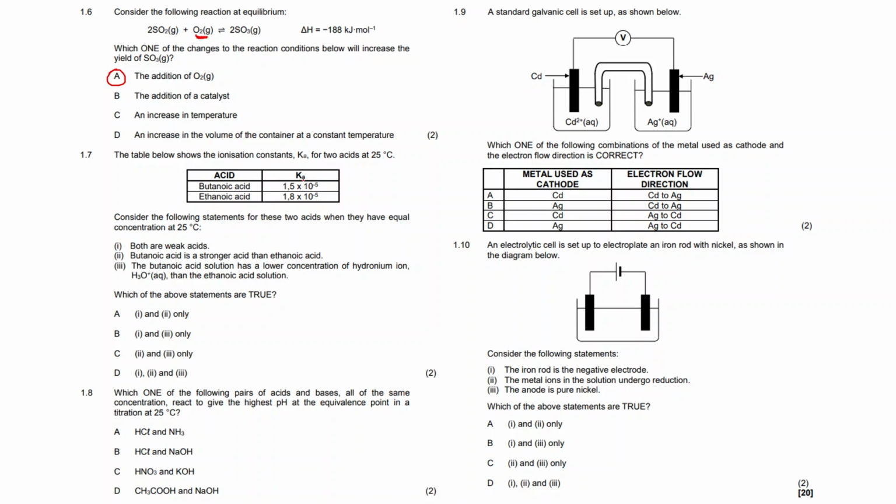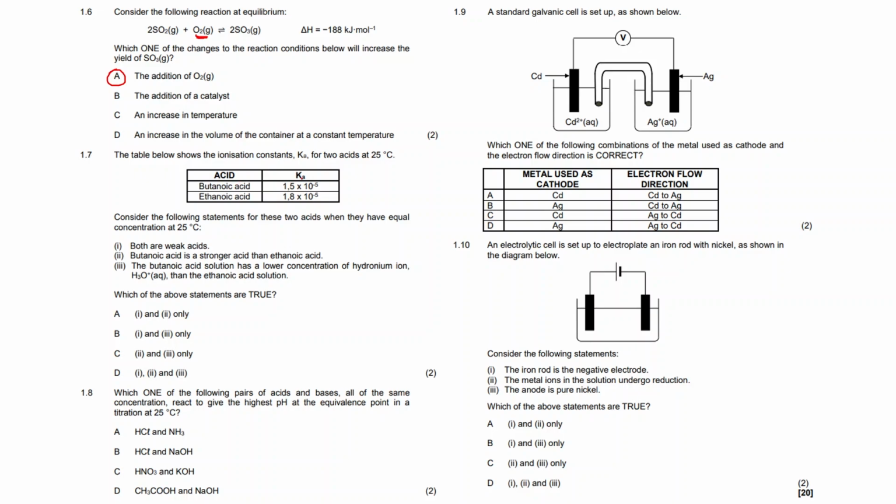So, since we have a Ka value, which is less than 1, we know that these are both weak acids. We can see that butanoic acid has a smaller value, a Ka value, than that of ethanoic acid. Therefore, II is true. Butanoic acid is stronger than ethanoic acid. That is my bad. I just read the whole table wrong.